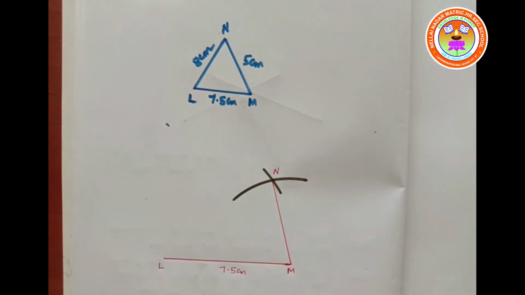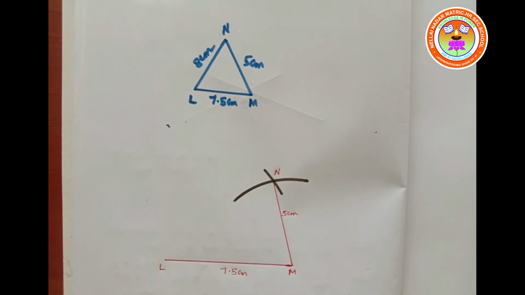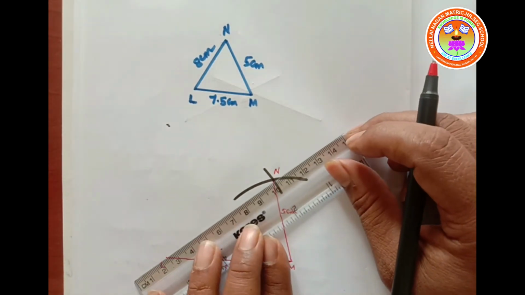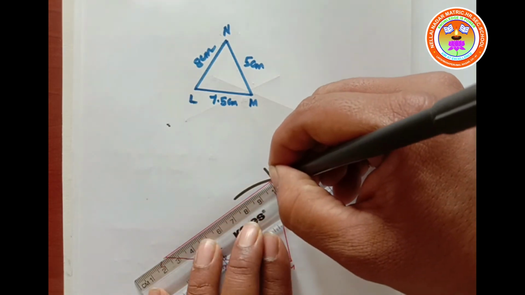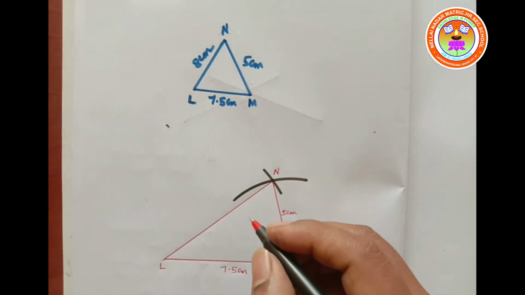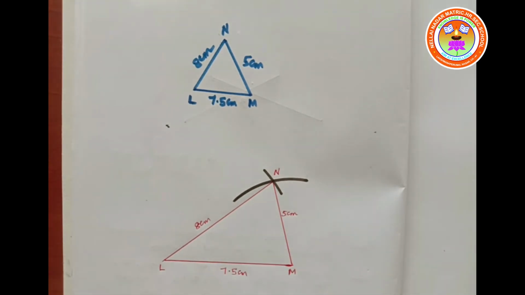So MN is what? 5 centimeter. LN is what? LN is 8 centimeter. Now you got what? A triangle. So after that you are going to draw a perpendicular bisector. It's clear, children? So you are going to take more than half.